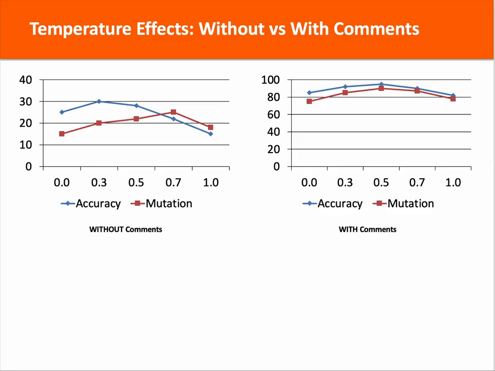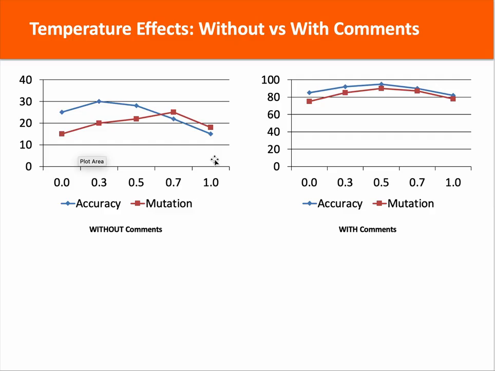In the next slide, we are going to talk about temperature, the randomness parameter within the LLMs. On the left, without comments, the accuracy peaks around temperature 0.3, at 30%. So this is the most reliable area. The reliability reduces as we go towards the x-axis, and then the creativity increases when we reach towards 1.